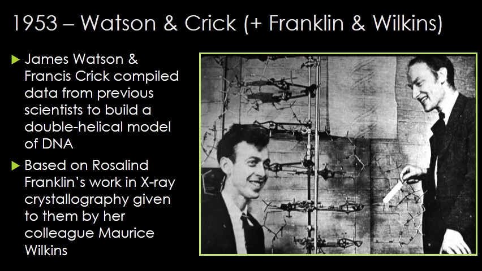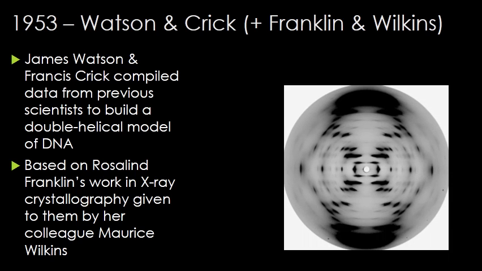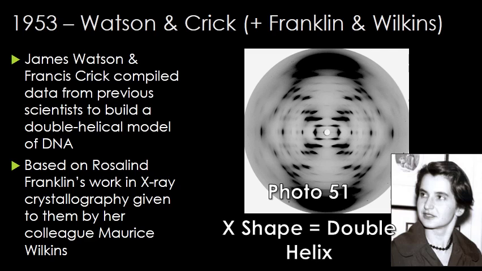So using all of this prior information, James Watson and Francis Crick came along in 1953 and built what we now know as the double helical model of DNA. Their model was, however, based on the work of Rosalind Franklin, which was given to them by her colleague Maurice Wilkins due to reasons we'll discuss in class. What she provided was known as Photo 51.